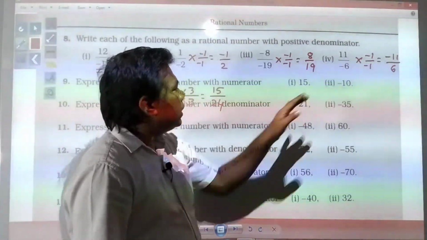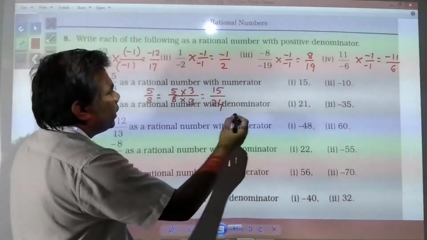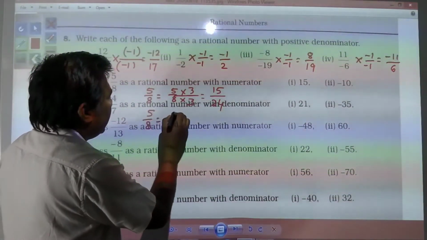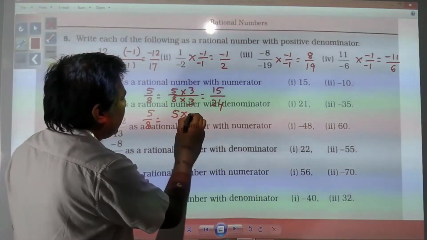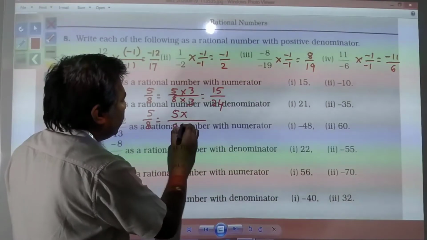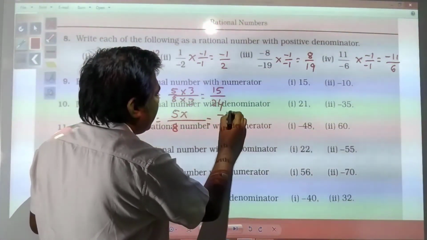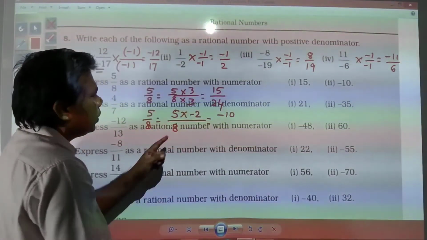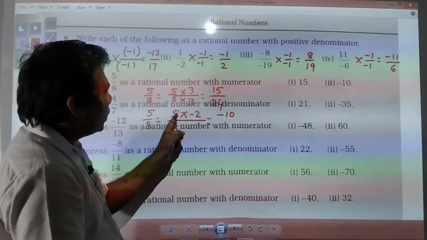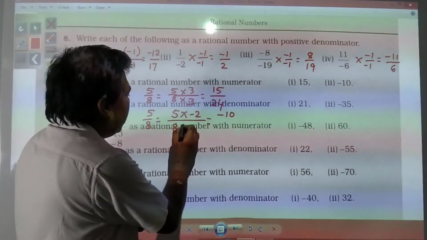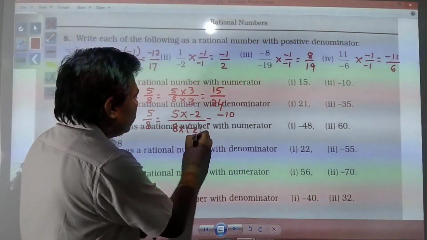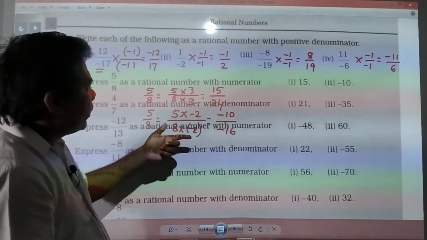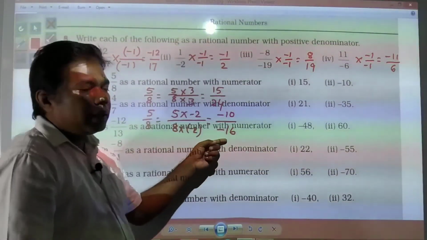Then you have minus 10. For that, what needs to be done? You have 5 by 8. Again you need to see what number needs to be multiplied by 5 so that the numerator becomes minus 10. So here you need to put minus 2. Just see, 5 times 2 is 10, plus into minus, minus into minus 2. And 8 times minus 2 will be minus 16. So your answer will be minus 10 by minus 16.